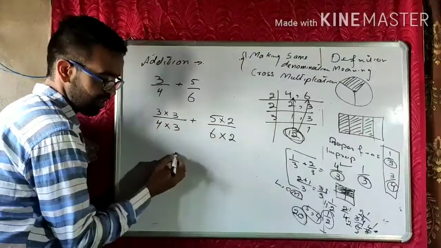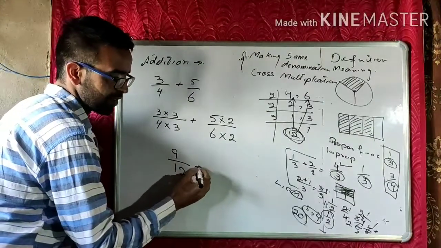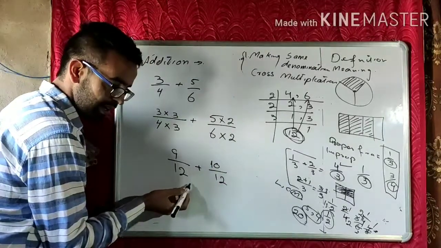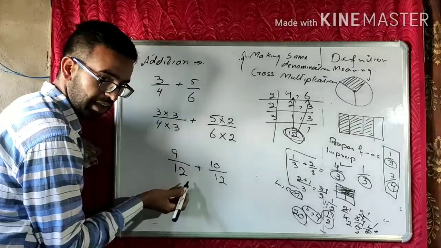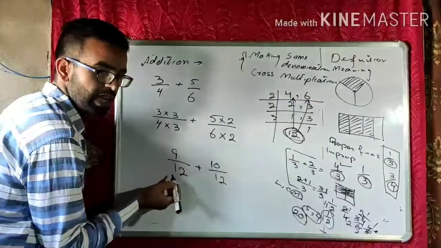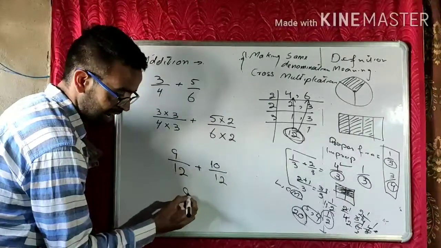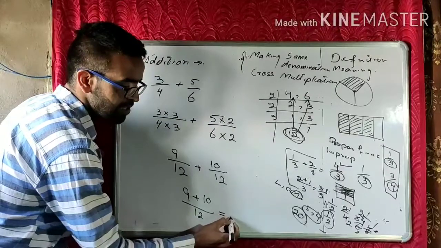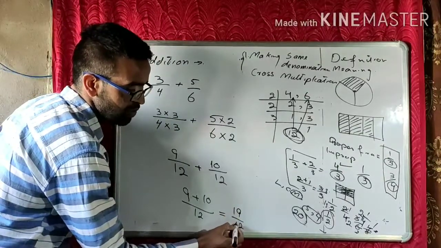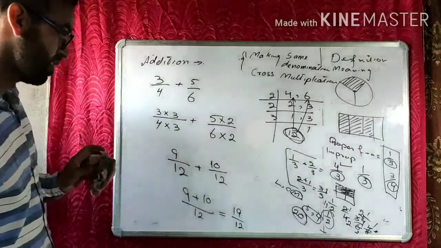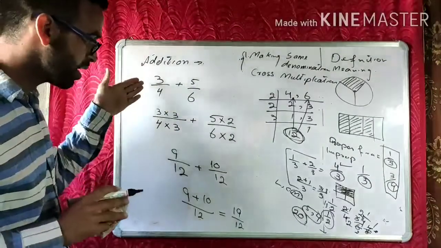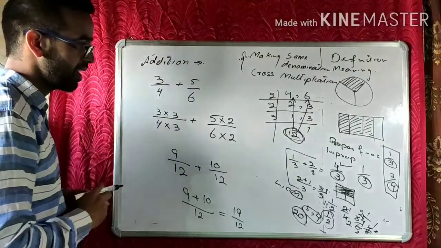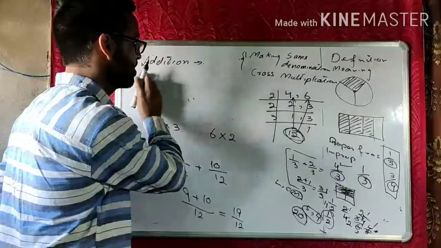Here 3 3s are 9, 4 3s are 12, 5 2s are 10, 6 2s are 12. Look, we have made the denominators the same. Now they are like fractions, so they get added: 9 plus 10, and the denominator remains the same. 9 plus 10 equals 19 divided by 12. This is the answer, and this was the addition of the unlike fraction. We will take a second example as subtraction.